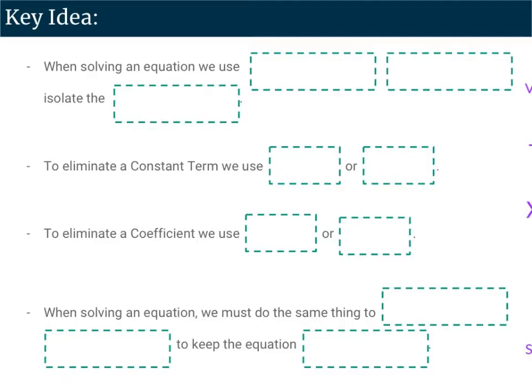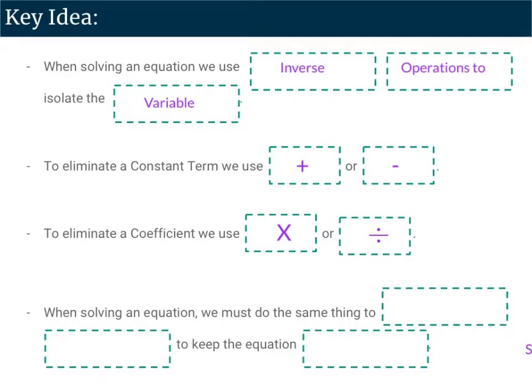Now, when solving an equation, we have a few key ideas. When we're solving an equation, we use inverse operations to isolate the variable. So we're going to be doing different operations because we want to get the variable all by itself. To eliminate a constant term, we're going to use addition or subtraction. To eliminate a coefficient, we're going to use either multiplication or division.